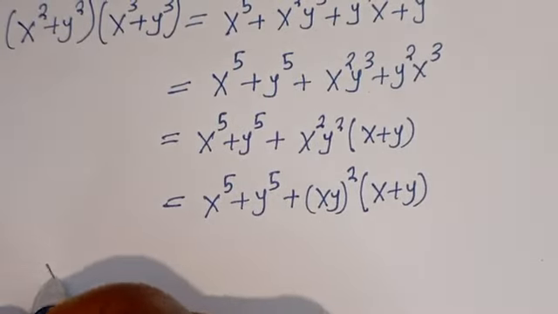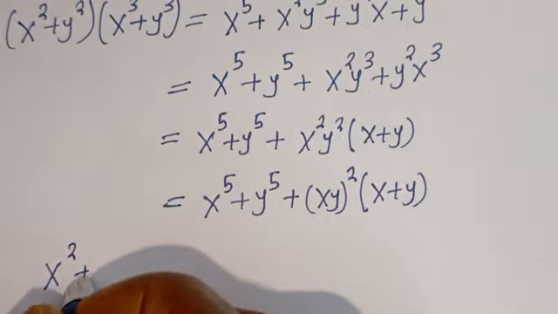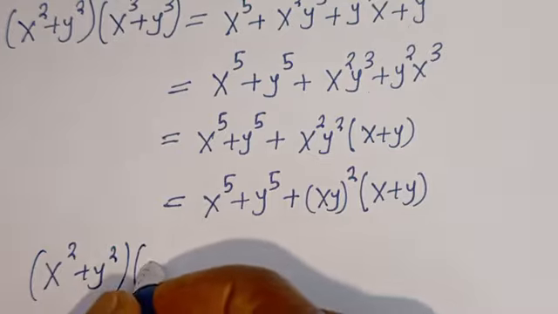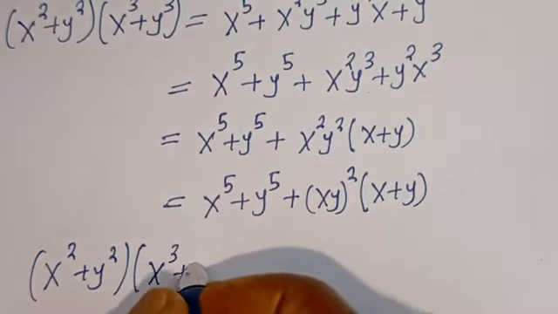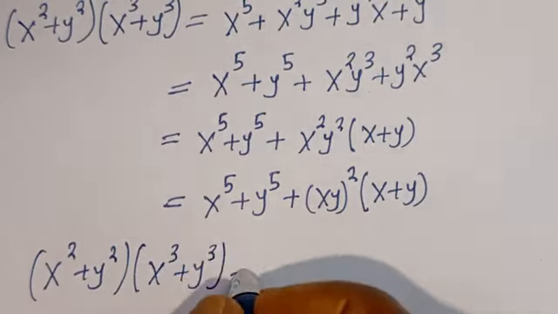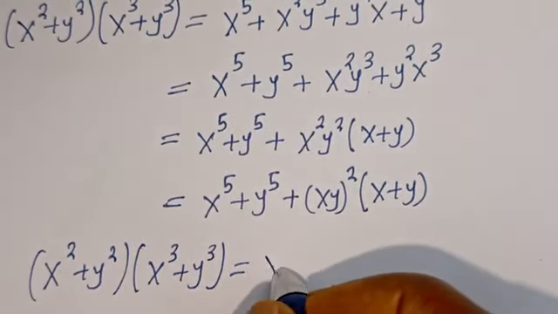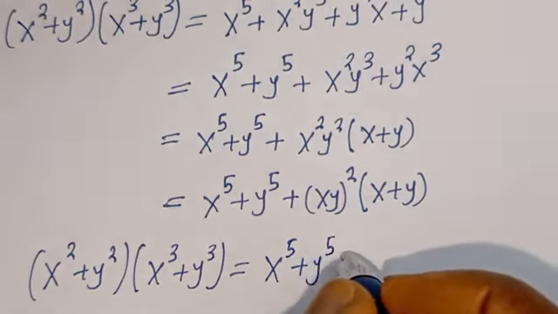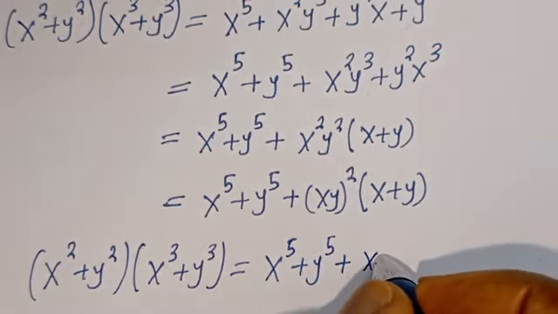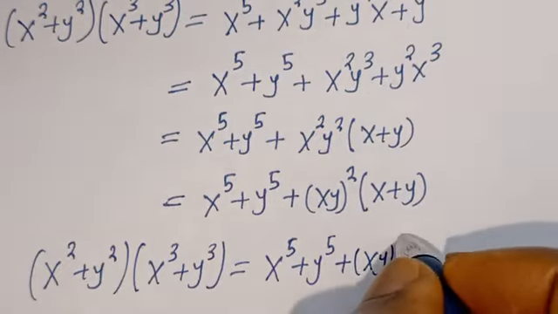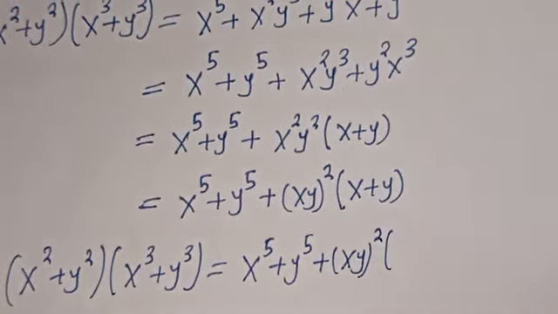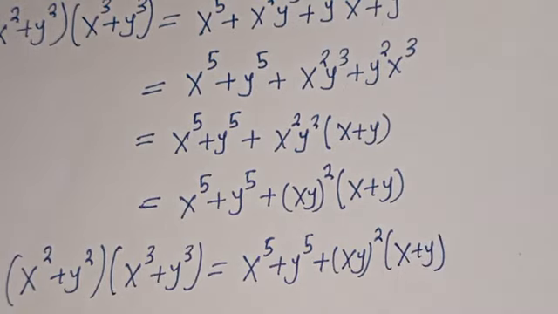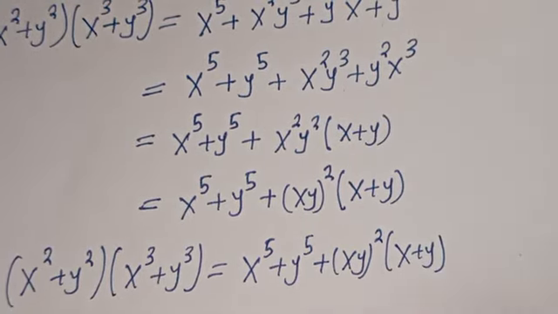Therefore, x square plus y square multiplied by x to the power of 3 plus y to the power of 3 is equal to x to the power of 5 plus y to the power of 5 plus xy all square bracket x plus y. Then let's call this equation 3.